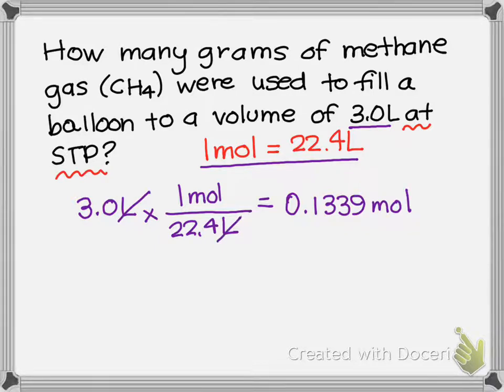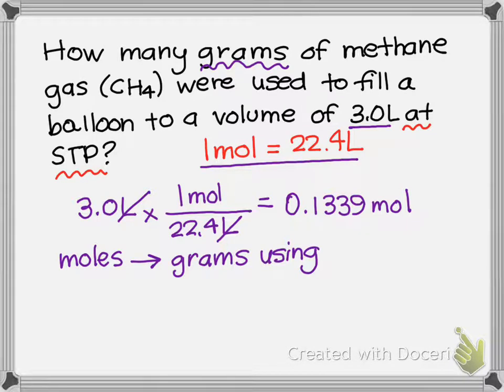Now, if I only wanted to find out moles, I would have to round this to 2 significant figures, but this wants to know grams. But I know that if I know the moles, I can go from moles to grams using the molar mass. So in this case, it doesn't matter what gas it is, but because I need to use the molar mass, I need to know it's methane, which is CH4.